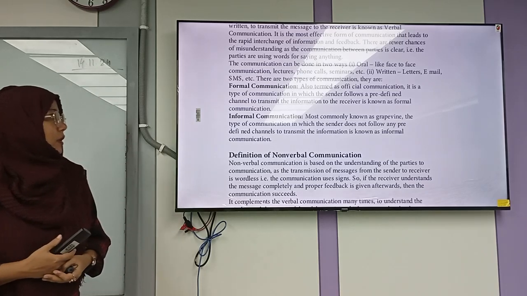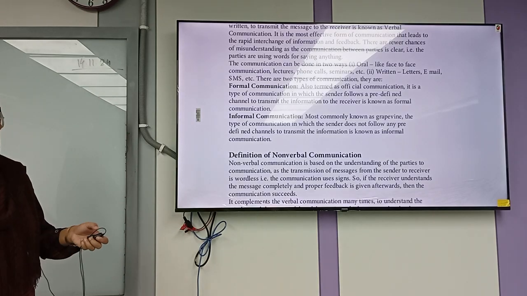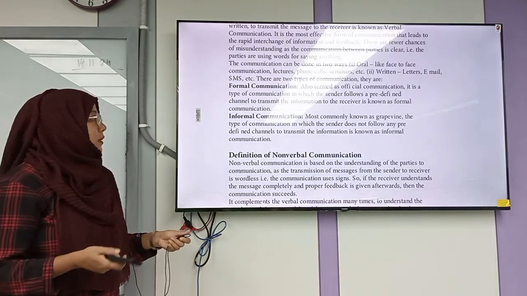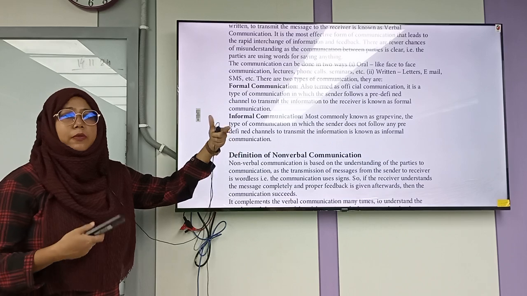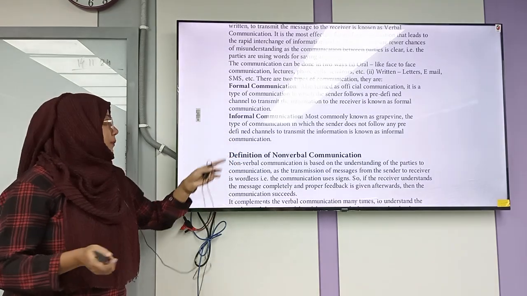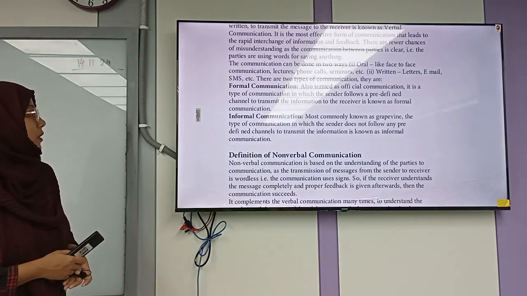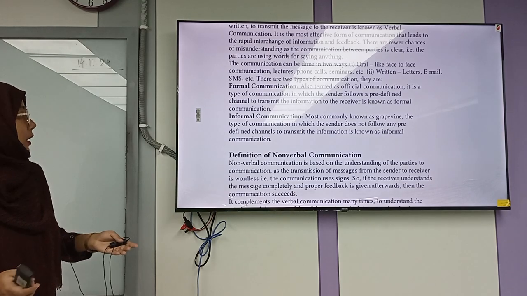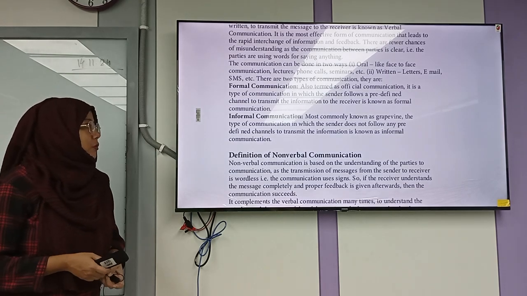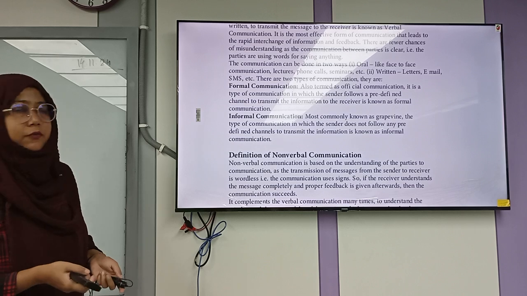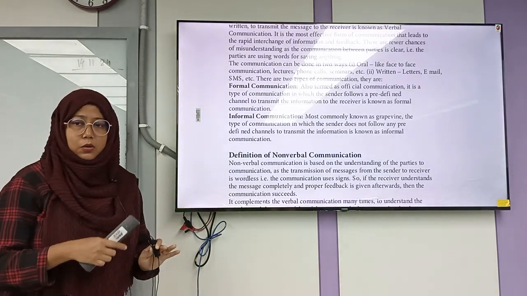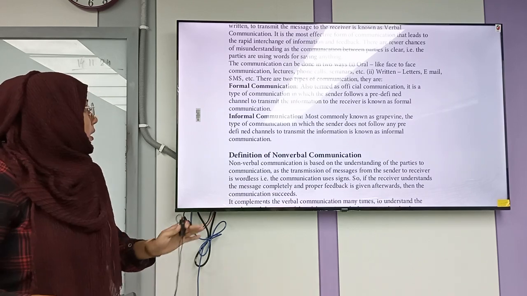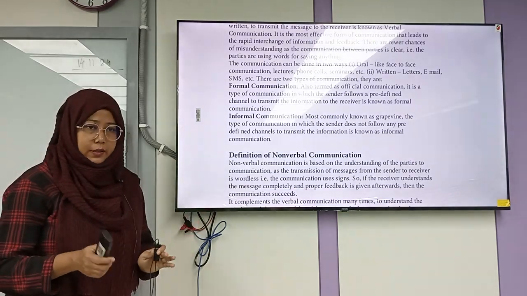So this is formal communication. And informal communication is most commonly called grapevine. Informal communication's other name is grapevine. The type of communication in which the sender doesn't follow any predefined channels to transmit the information is informal communication. So there is no predefined channel. So কোনো নির্দিষ্ট চ্যানেল ইউজ করা হয় না, informal communication হলো এটা আর কি.